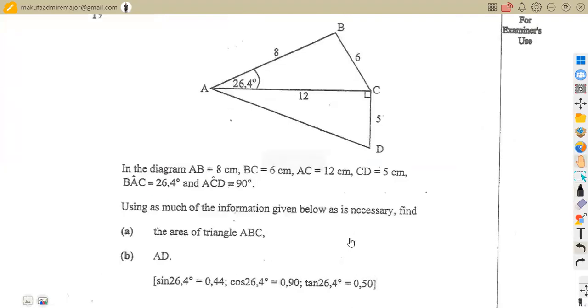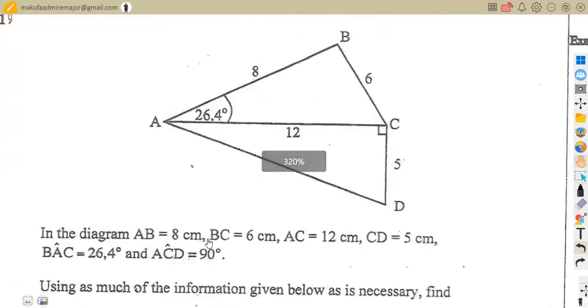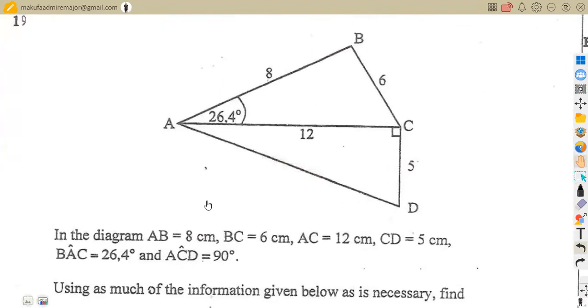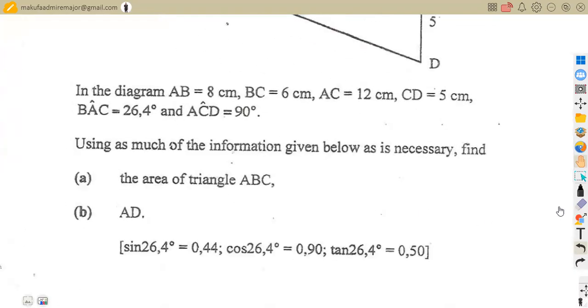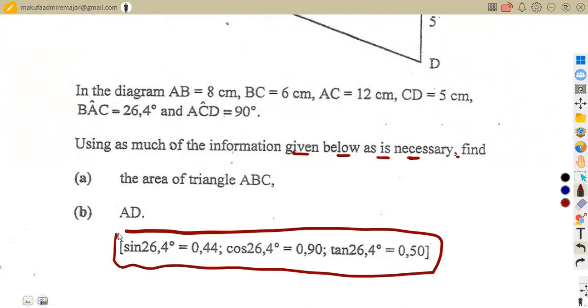All right, on number 19, we are now given, in this case, a diagram with triangle ABC, and another triangle with a 90 degree angle and an angle of 26.4. And we are asked to use as much of the information given below as is necessary, meaning to say this information is supposed to be used as much as you can, the sine and so forth. All right, first question, calculate the area of triangle ABC.